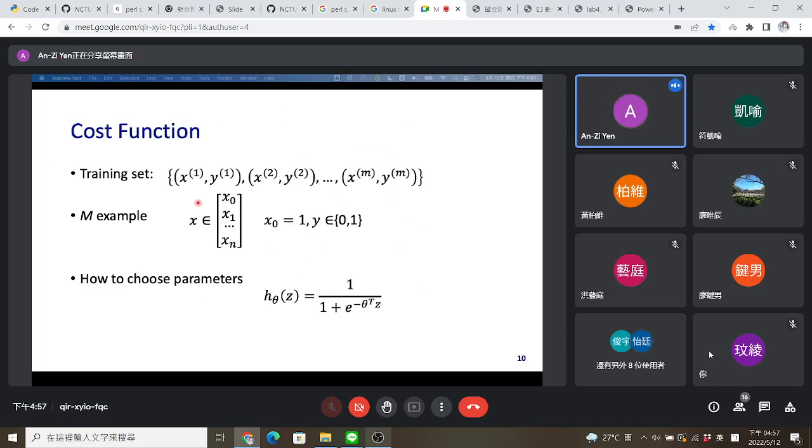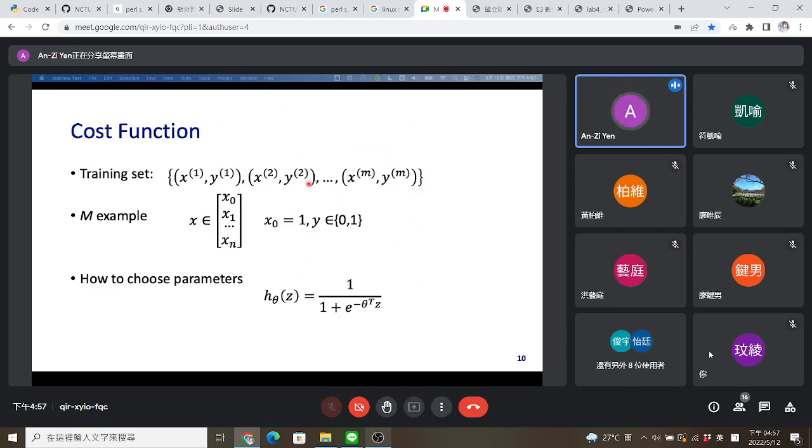So we will talk about how to fit the parameters theta for logistic regression, and here we define the cost function to fit the parameters. And here is a supervised learning problem of fitting a logistic regression model. So we have a training set of m training examples. Here we represent the data x1 and its corresponding label y1, and the second data is x2 and its corresponding label is y2.